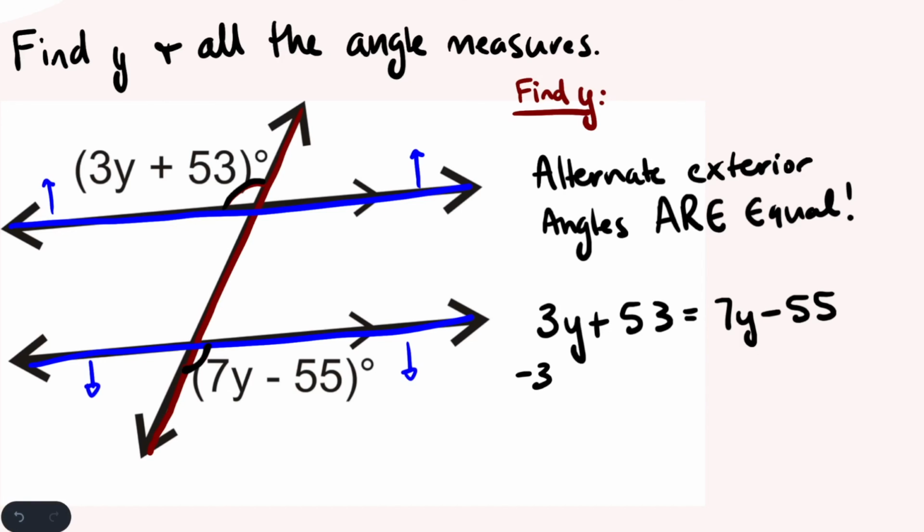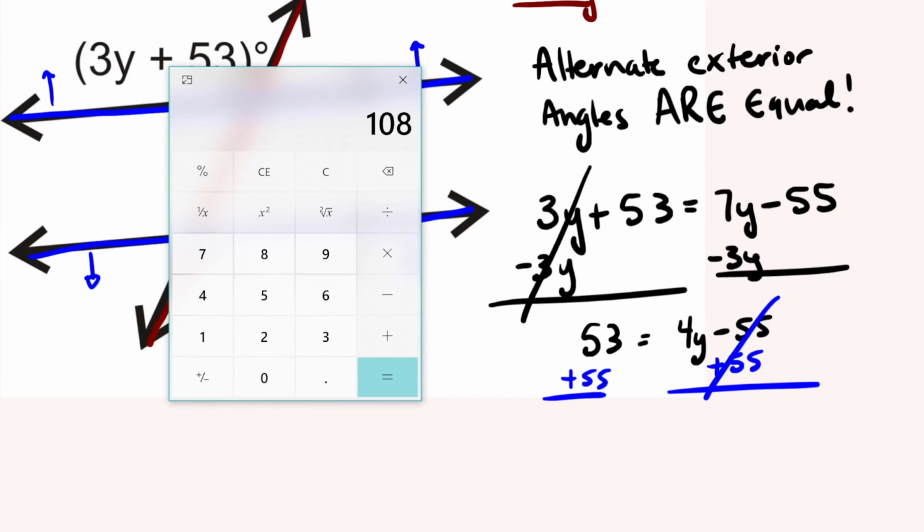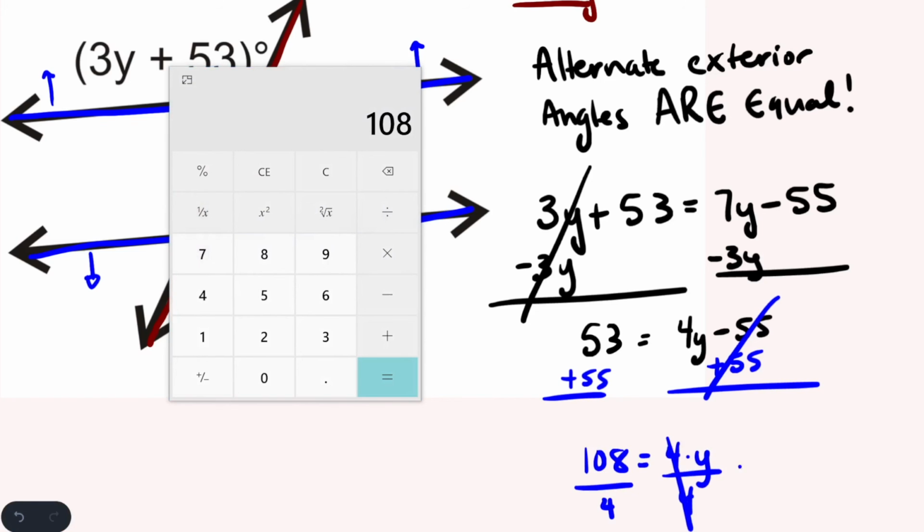We know that we could subtract 3y from both sides. When we do so, we're left with just a 53 on the left side equals 4y minus 55 on the right side. Now to get the y by itself, let's add the numbers to one side, so add 55 to both sides. And when we do, we get 108 equals 4 times y. To get y by itself, we'll divide both sides by 4. And we get that y is equal to 108 divided by 4, or 27 degrees.